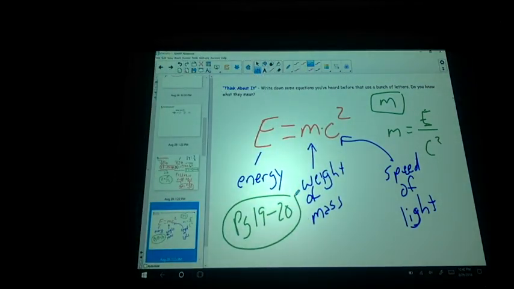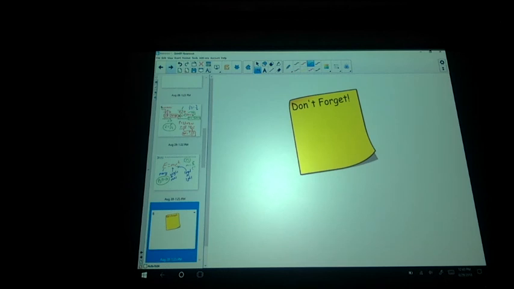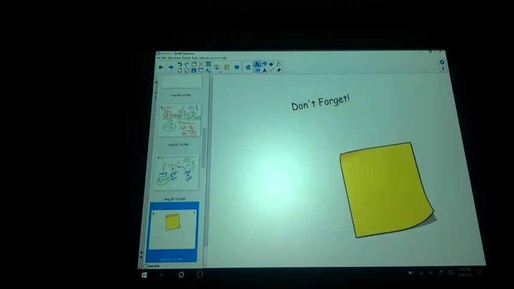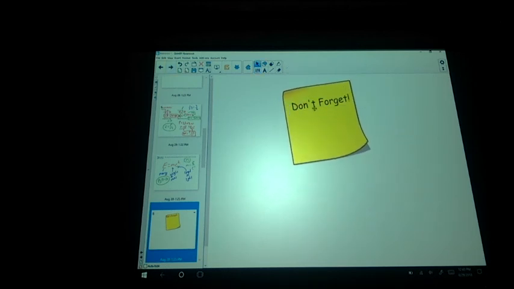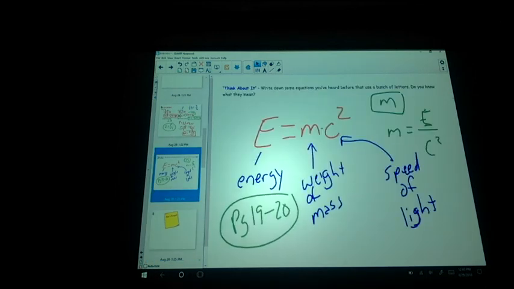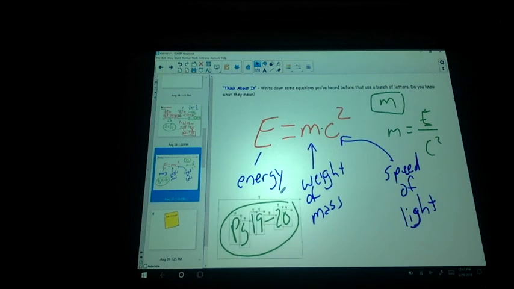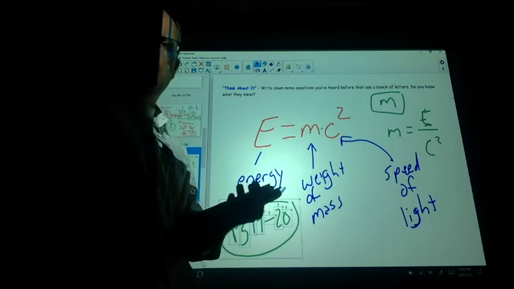So energy equals speed of light. Don't forget. That's our assignment right there. Everyone good? Everyone happy? All right.